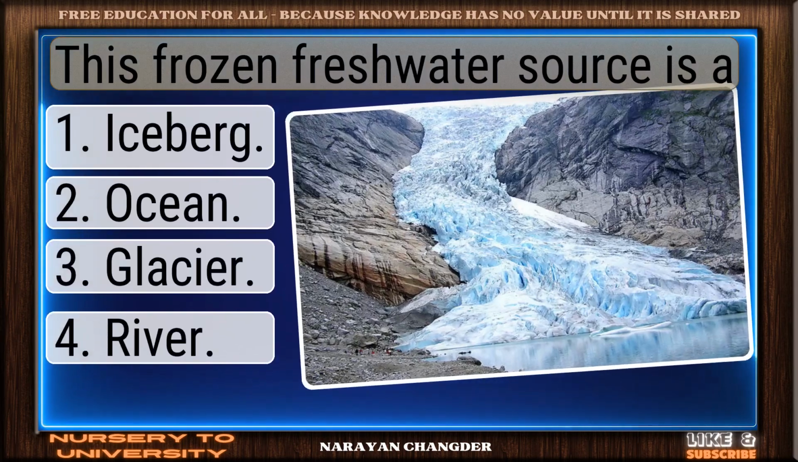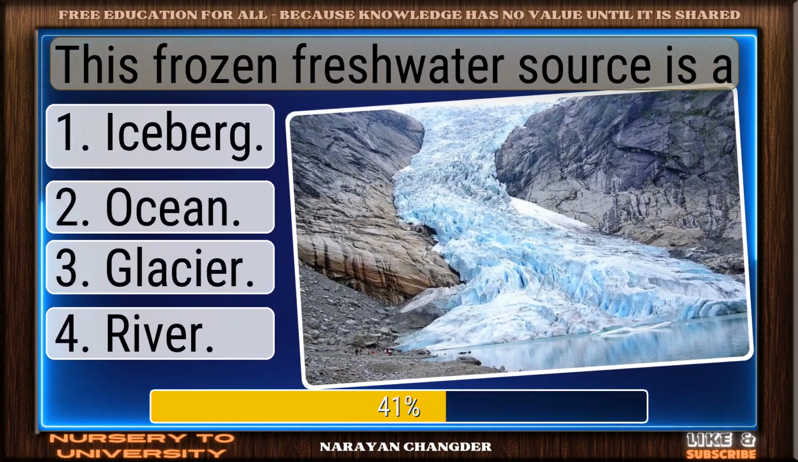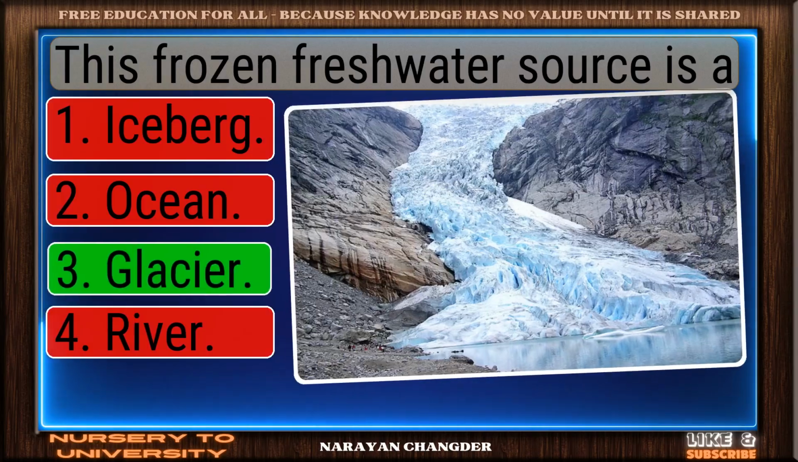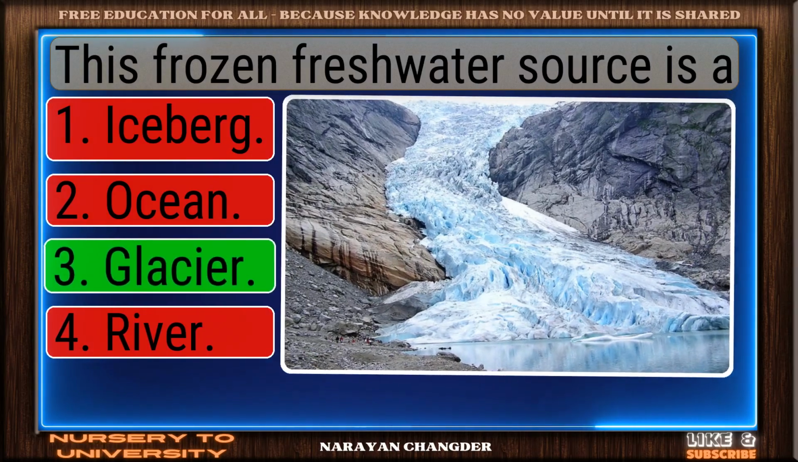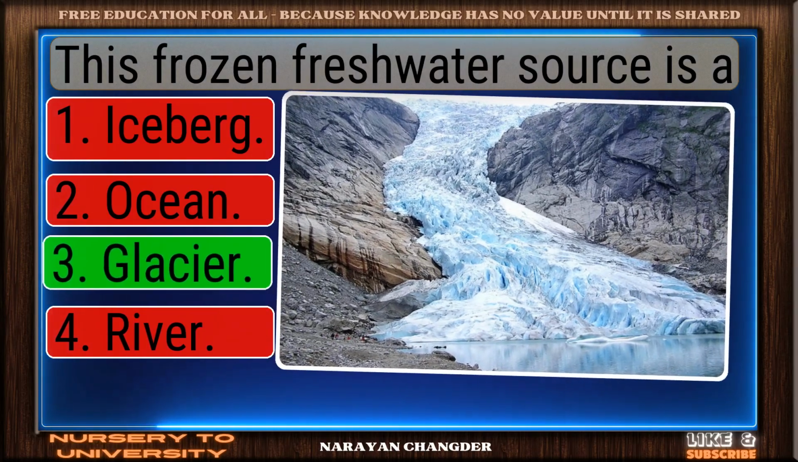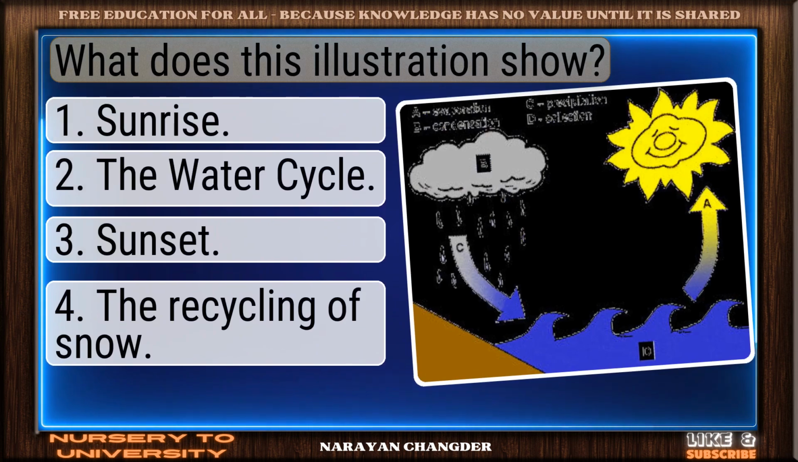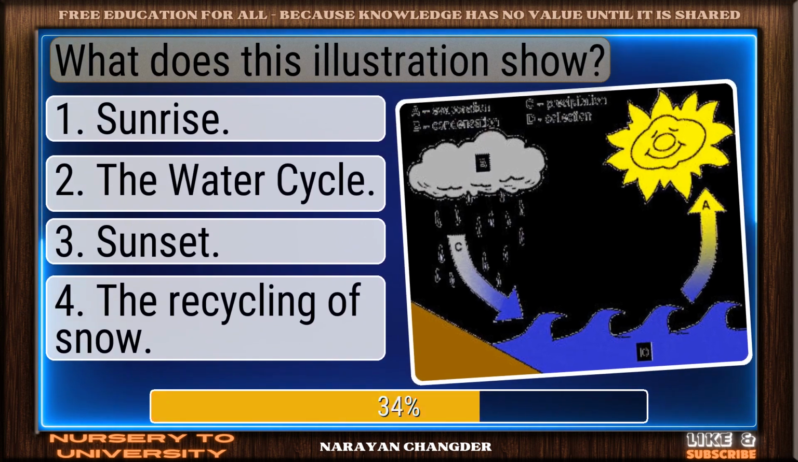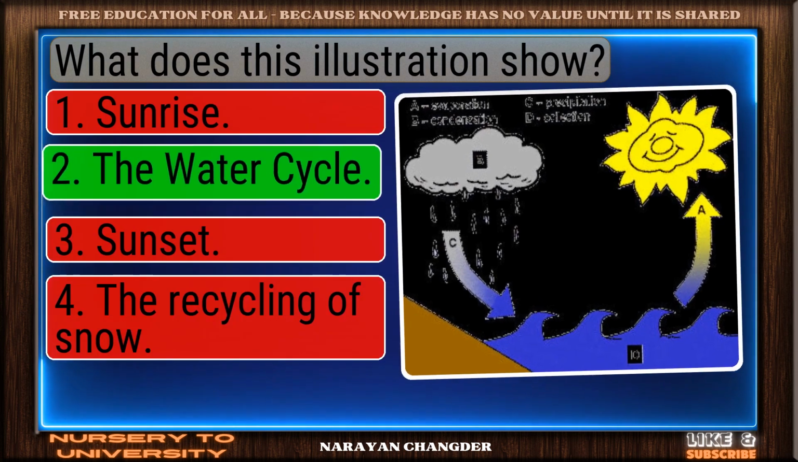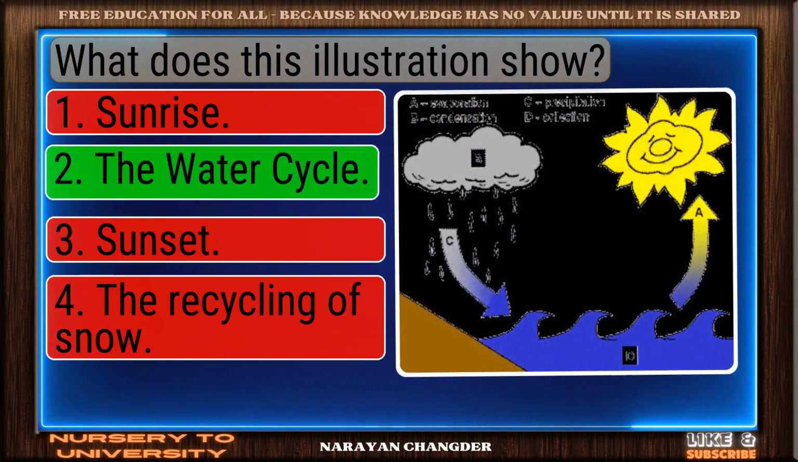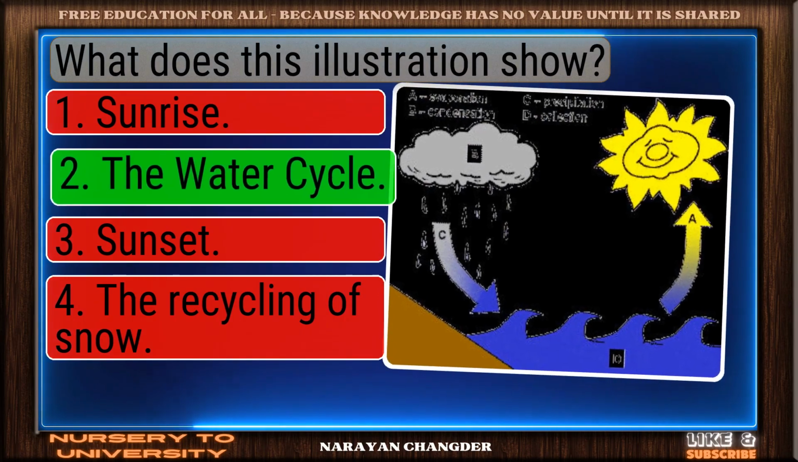This frozen freshwater source is a... Great job. Glacier is the accurate answer. What does this illustration show? Great thinking. The water cycle is the right choice.